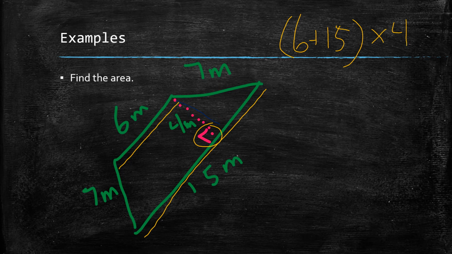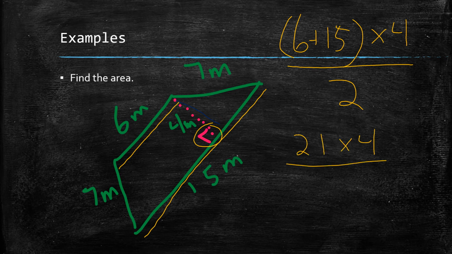And then we need to divide by 2 in the problem. So your order of operations, 6 plus 15, that is going to equal 21. So we have 21 times 4 divided by 2. If you want to do 21 times 4, that gives you 84. Then you just divide 84 by 2.